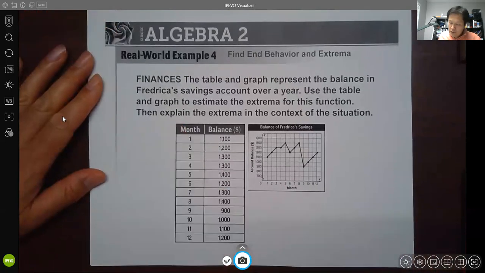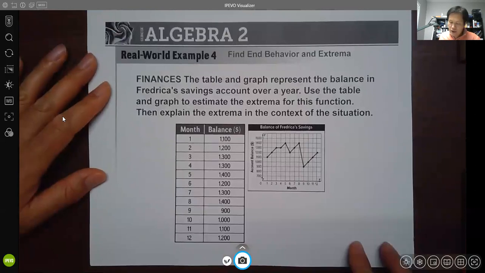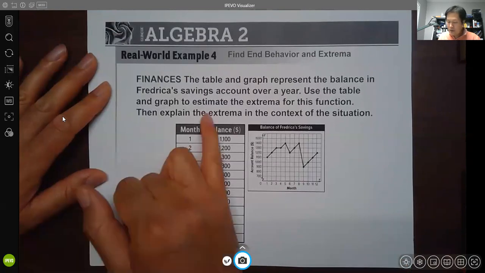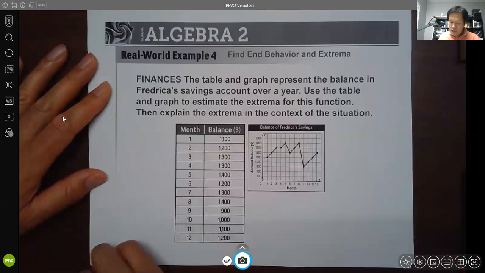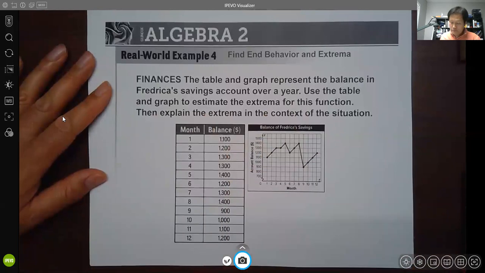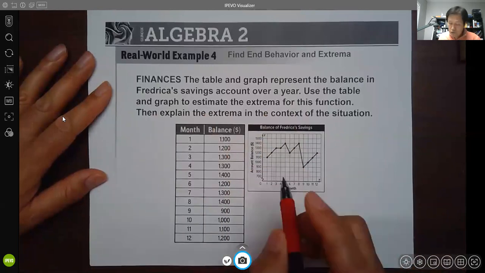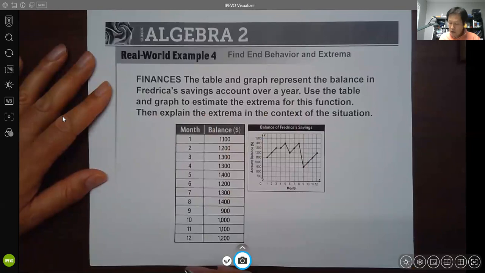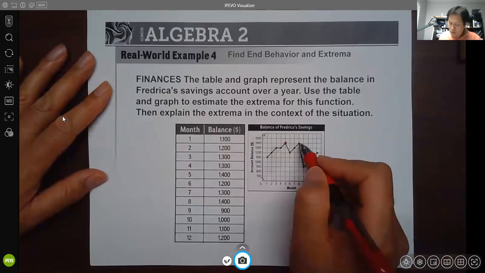The table and the graph represent the balance in Friedrich's savings account over a year. Use the table and the graph to estimate extrema for this function. Then explain the extrema in context. Very simple, even the graph is provided. Relative maxima are right here and right here.